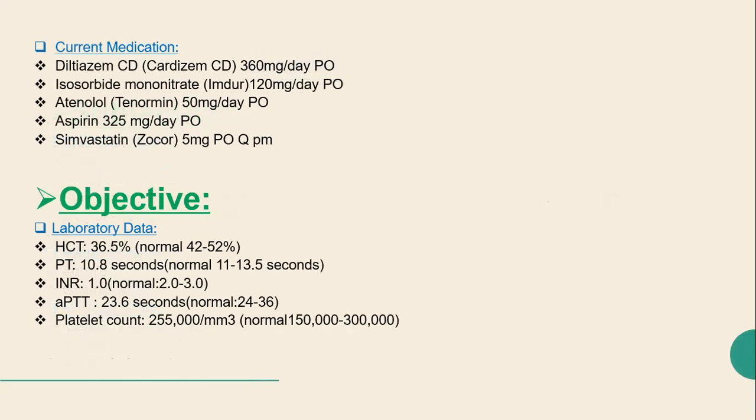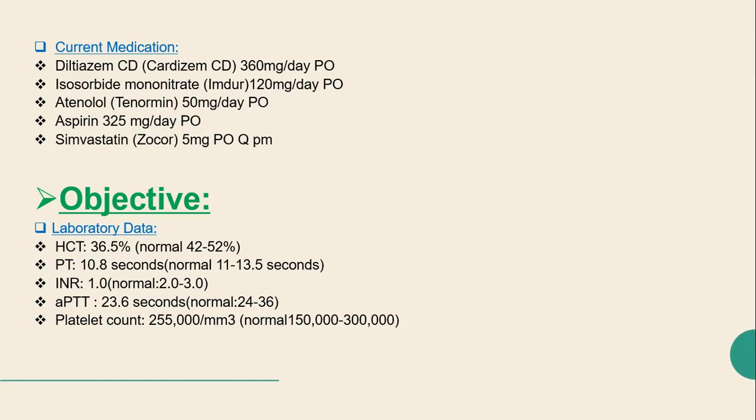The current medication of the patient includes diltiazem, which is a calcium channel blocker used to treat angina. Isosorbide mononitrate, which is also used to treat angina pectoris caused by coronary artery disease. Atenolol, a beta blocker used to treat high blood pressure and chest pains. Aspirin is given shortly after a heart attack and used to treat inflammation or pain. Simvastatin is used to decrease elevated lipid levels and heart problems.